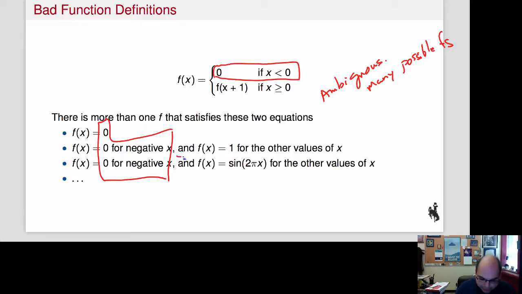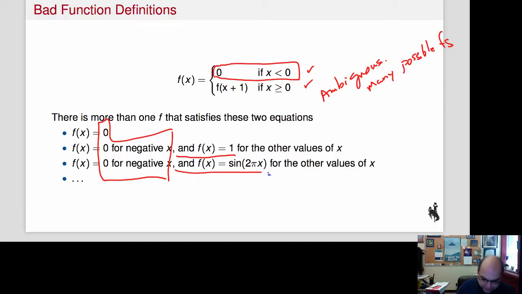But how about for positive x? I could say that f of x is equal to 1. That would satisfy this equation, because notice that f of 2, for example, is 1. It's the same as f of 2 plus 1. F of 3 is also equal to 1. Yes, they're the same. So it would satisfy both of these equations, right? So how do I know which one it is, right?